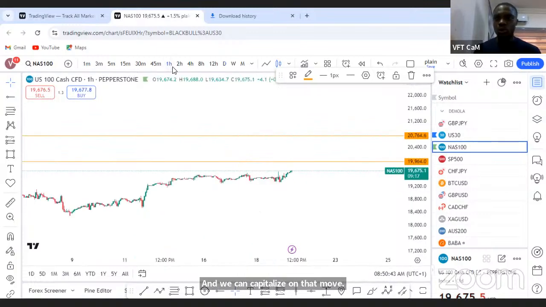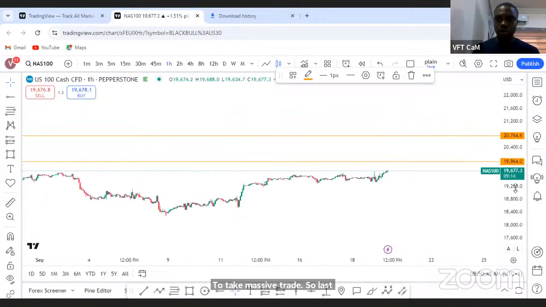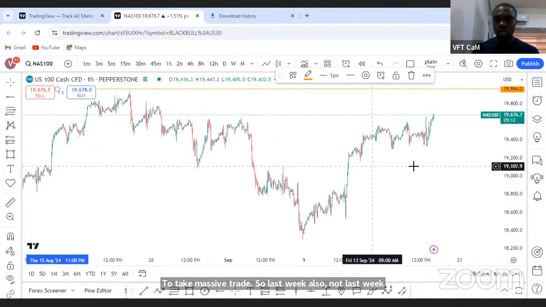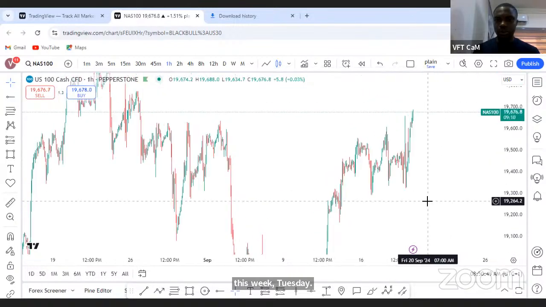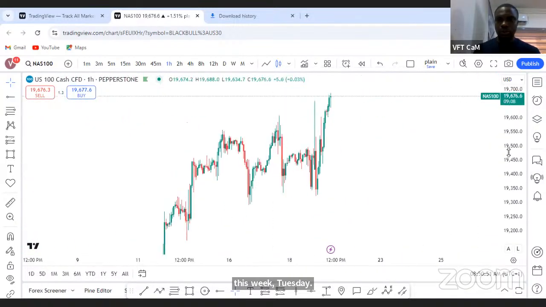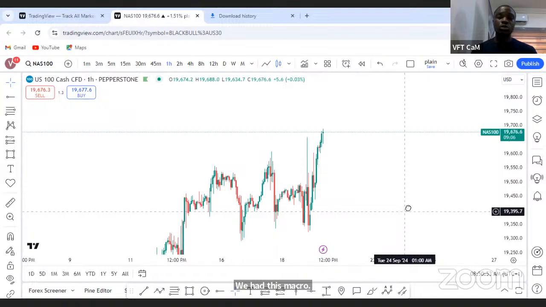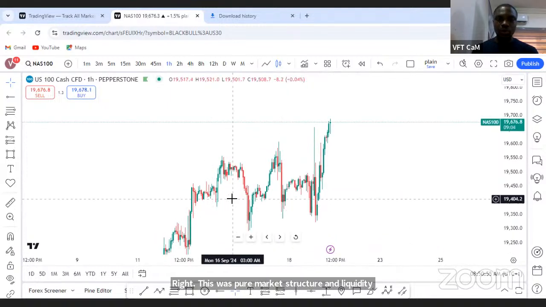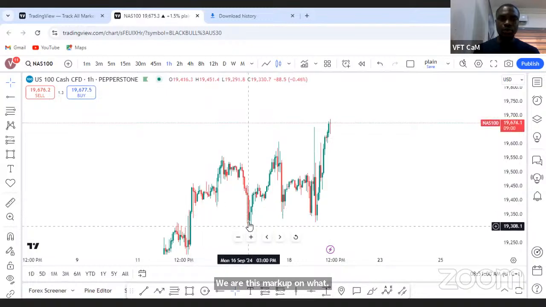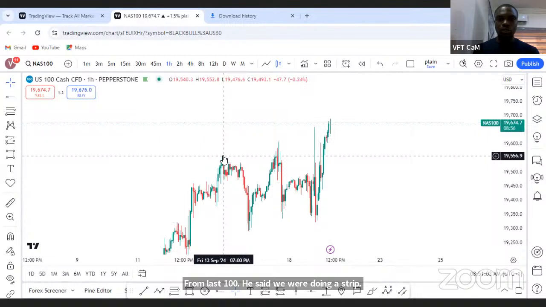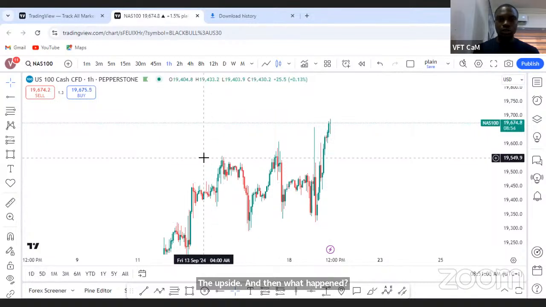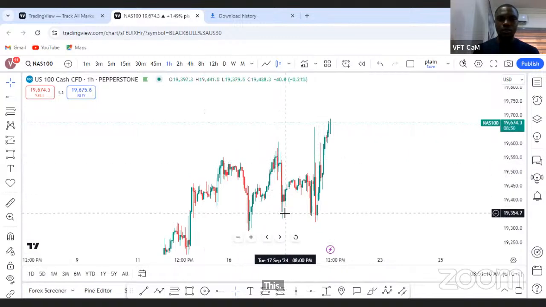So this week, on Tuesday, we had this markup, right? This was pure market structure and liquidity. We had this markup on NAS 100. We said we're already seeing a sweep to the upside, and then what happened? Price has broken this structure, right? And then we had a tap into this zone.